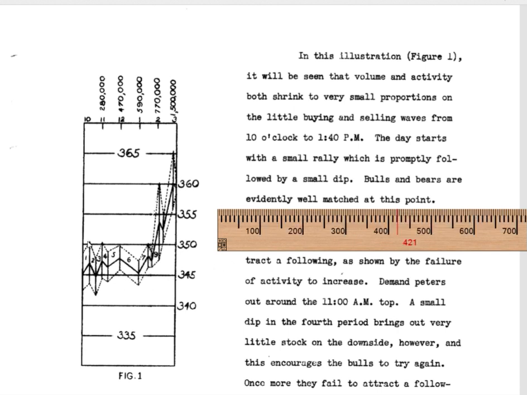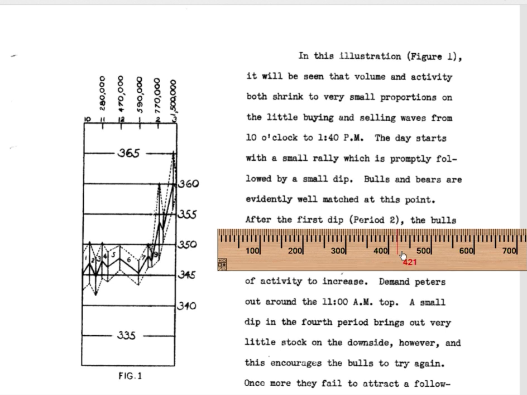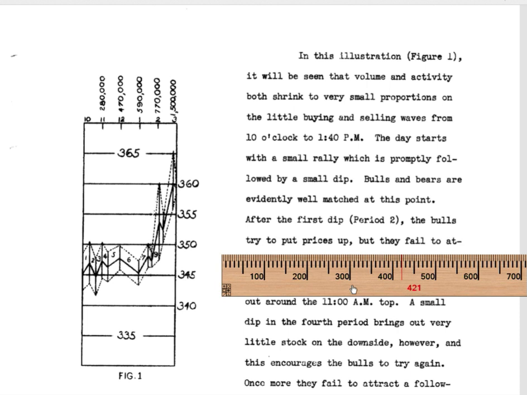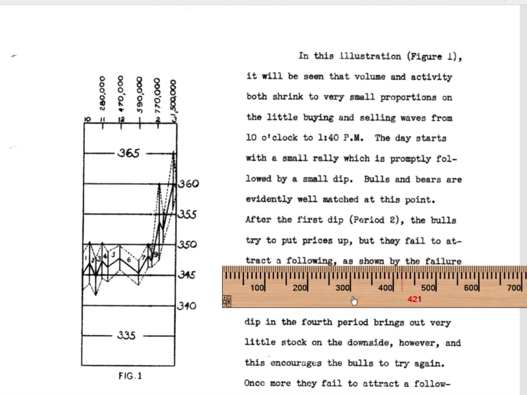All he's saying is period 1 you see here, period 2 you see here. It looks like an arrowhead. It didn't do anything. After the first dip, which is in period 2, the pullback here, the bulls try to go again, but they fail to attract the following. What is he talking about? He's talking about period 3, the next swing up. So period 1 swings up, period 2 swings all the way back down, and then period 3 tries to break out, but it does not attract the following.